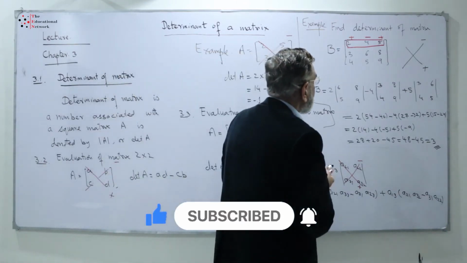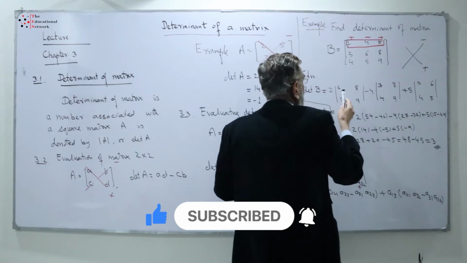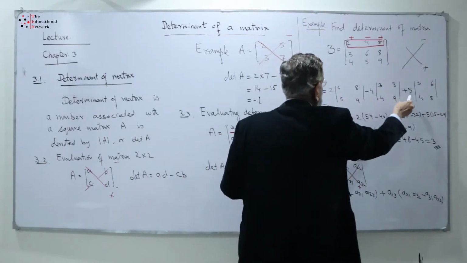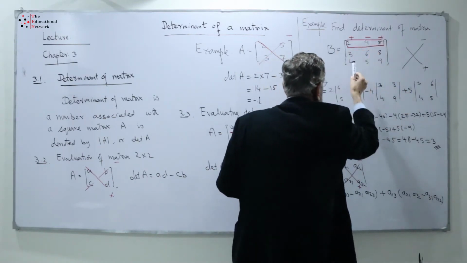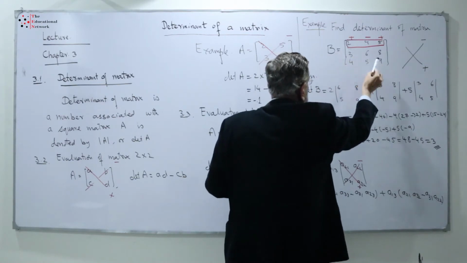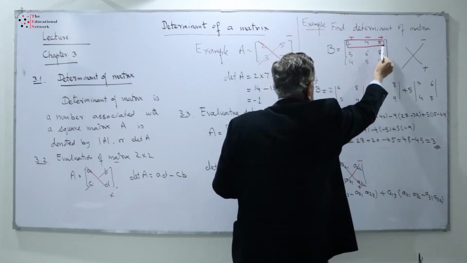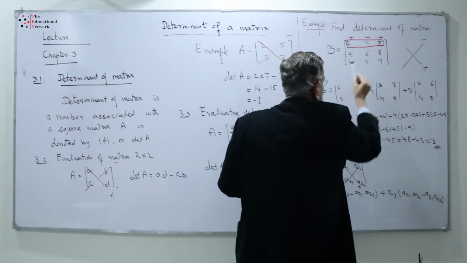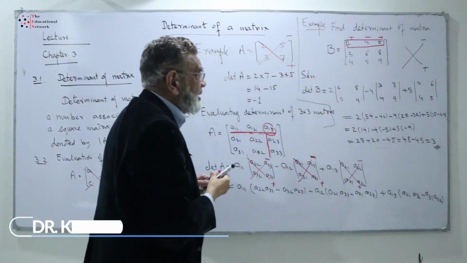As the example, we take the first column, first row, opening. This is 2, this is -4, this is 5, the signs are plus, minus, plus. We block this column, we get 6, 8, 4, 9. We block this column, we get 3, 8, 4, 9. We block this column, we get 3, 6, 4, 5. We are having these values.